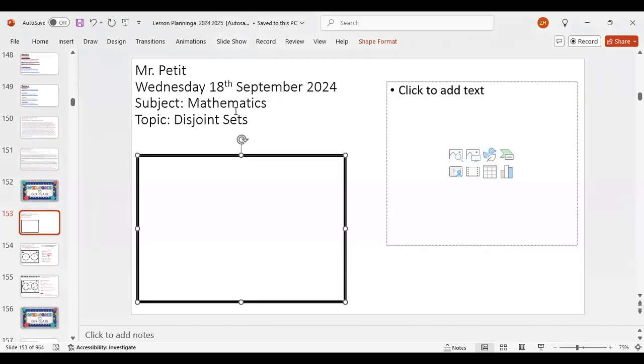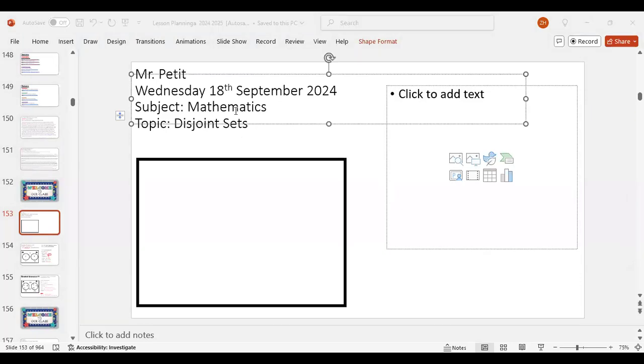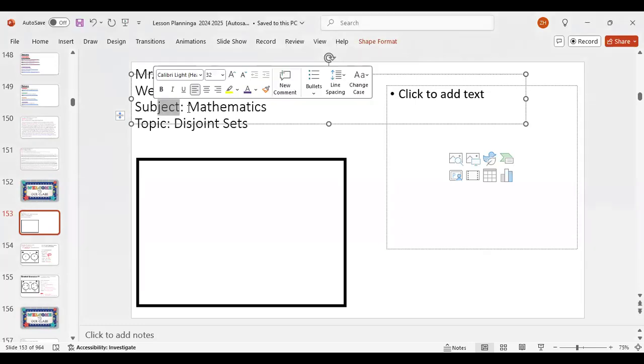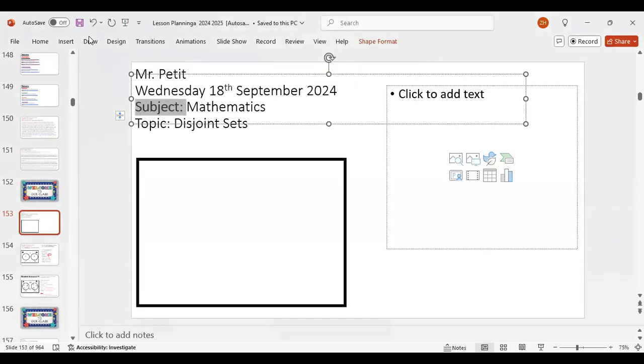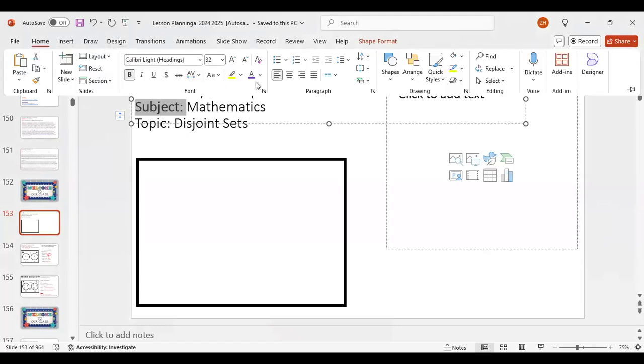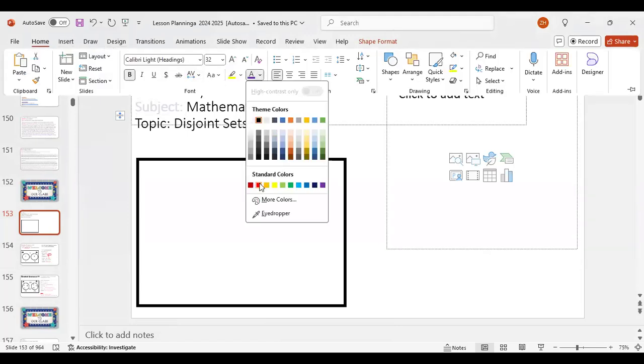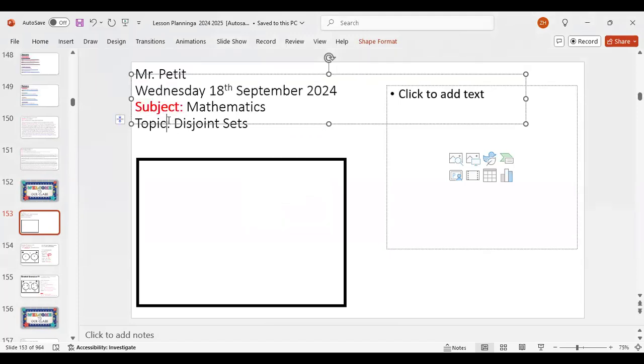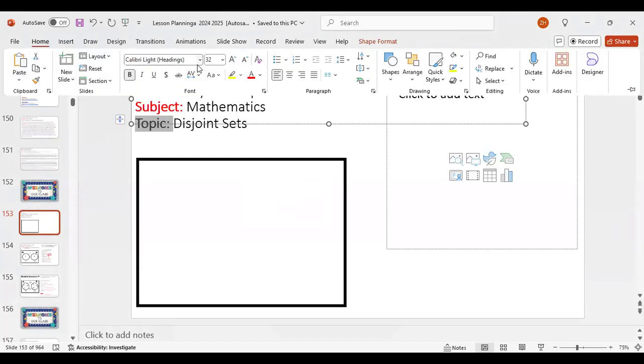All right, so go ahead, Ajani. What is the topic for today? Disjoint sets. And Alexander, what is the topic for today? Disjoint sets. Paris, what is our topic for today? Disjoint sets. So, Kanan, when we say disjoint sets, what are we talking about?